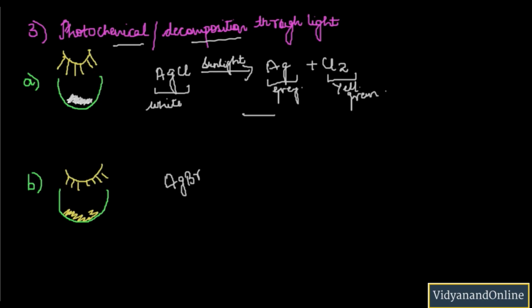Now in the second example we have silver bromide. Silver bromide is basically yellow in color. Now when it is exposed to sunlight, again it gets decomposed into silver and bromine gas. This bromine gas is reddish brown in color. Now we need to balance it in order to follow the law of conservation of mass.